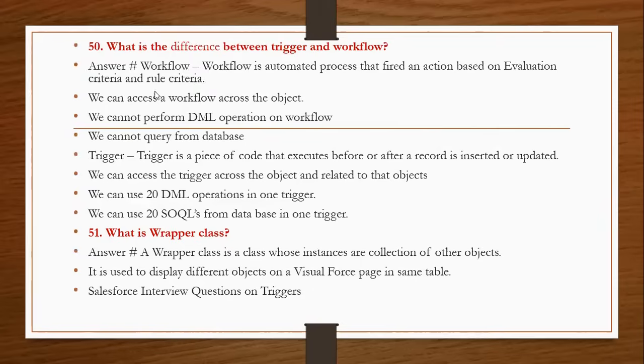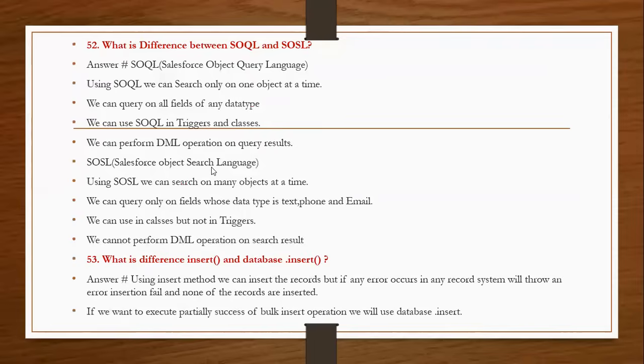Next question. What is the difference between triggers and workflow? Workflow is an automated process that fires an action based on the evaluation criteria and the rule criteria. We can access the workflow and access one object. We can perform the DML operation in a workflow.